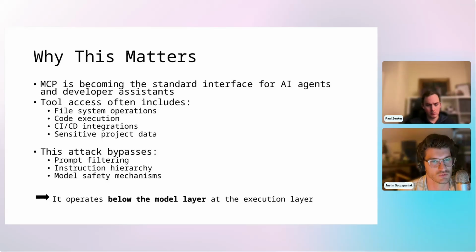So why should you care? Because MCP is quickly becoming the standard interface for AI agents. And MCP tools are very powerful. They often have access to file system operations, running code, CI/CD pipelines, or internal project data. And if you can hijack tool execution, you bypass all AI safety mechanisms at once. So prompt filters, irrelevant. Model alignment, irrelevant. Instruction hierarchy, also irrelevant. The attack lives underneath all of that.